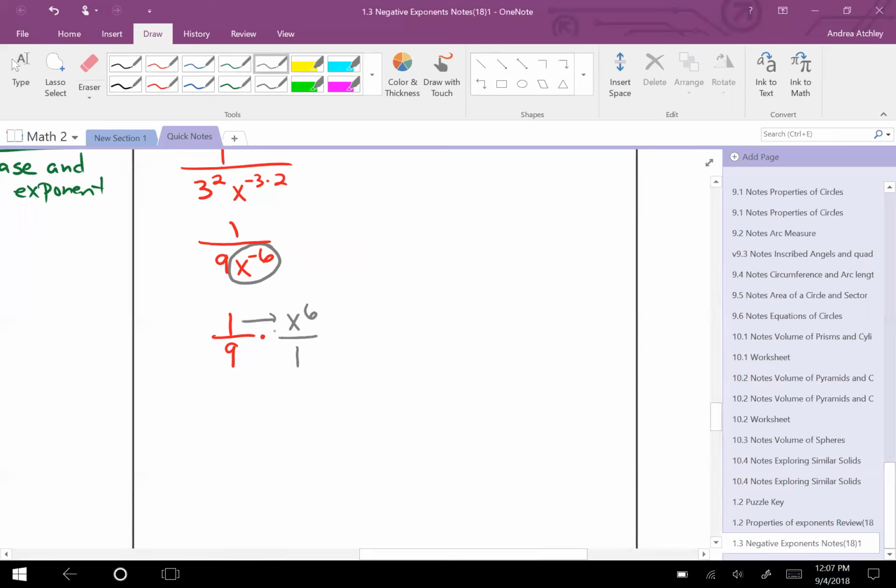So we're going to start from the outside in. Its outside is negative, so I'm going to flip this.